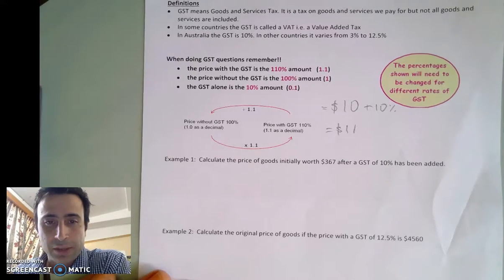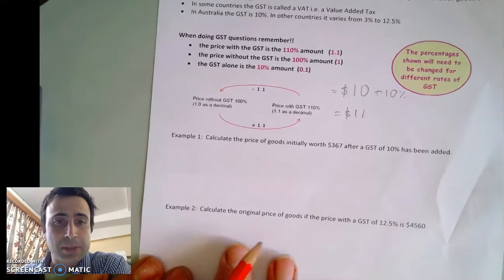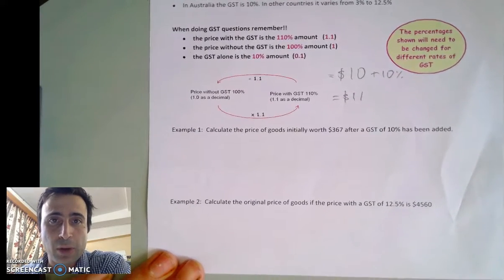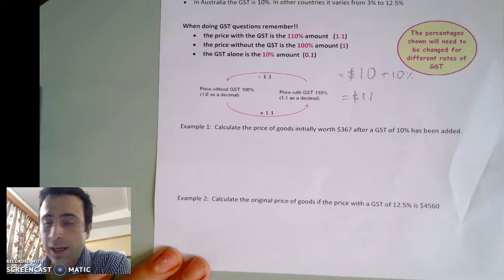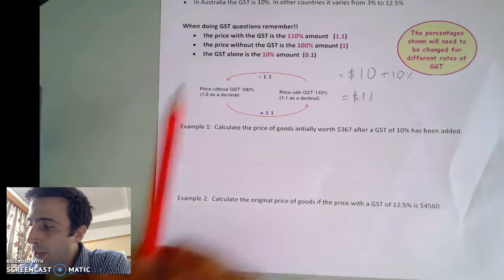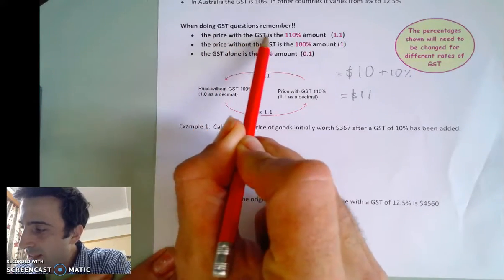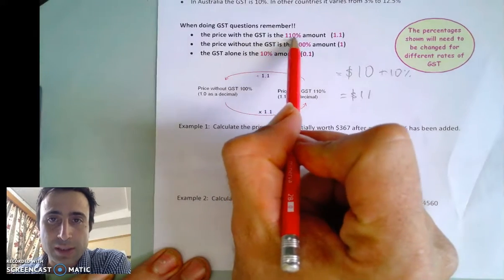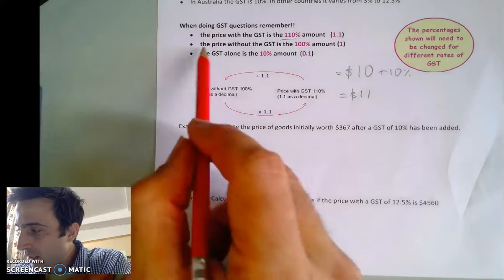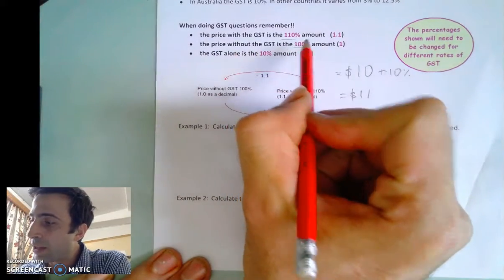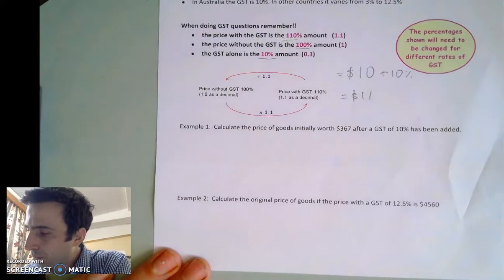So really, how do we actually do it? We need to be able to deal with our percentages, our 10%, in order to be able to do this quite well. Now, the points to remember are that when you're doing your GST questions, the price with the GST is 110% of the original price. The price without GST is just 100% of the original price, and the GST alone is only 10%. Now, I'll show you what I mean.